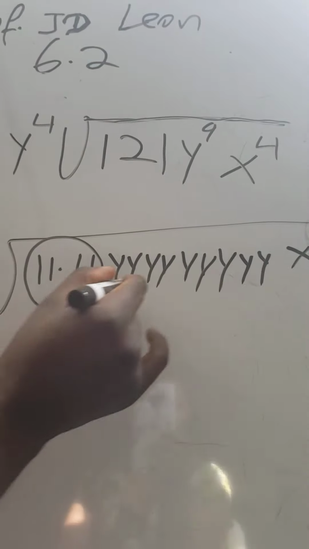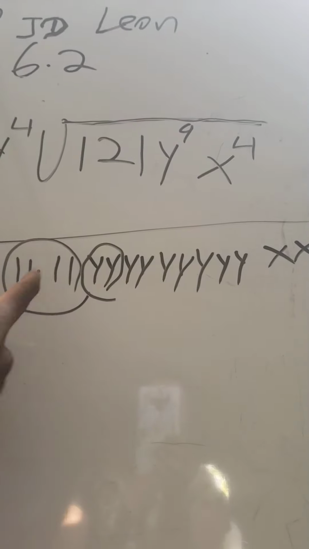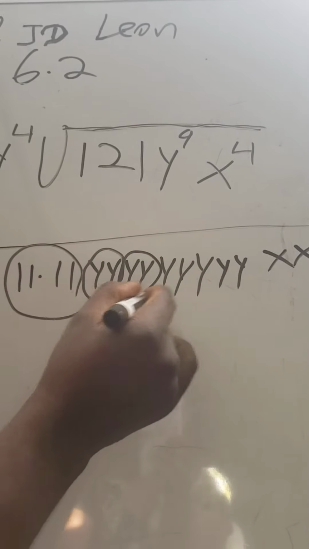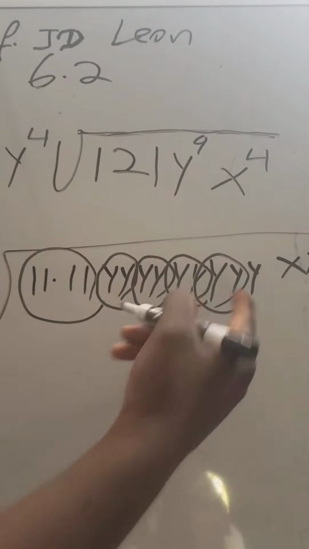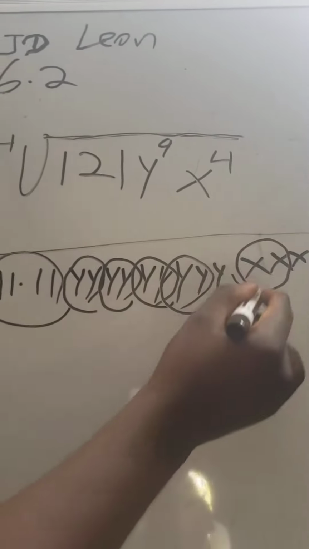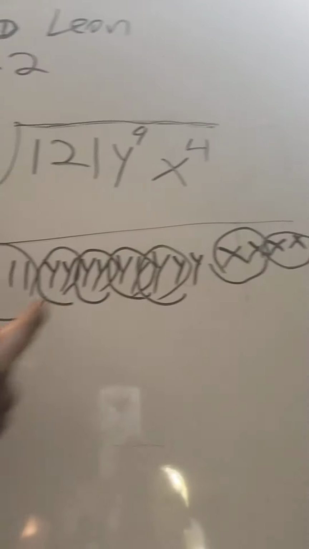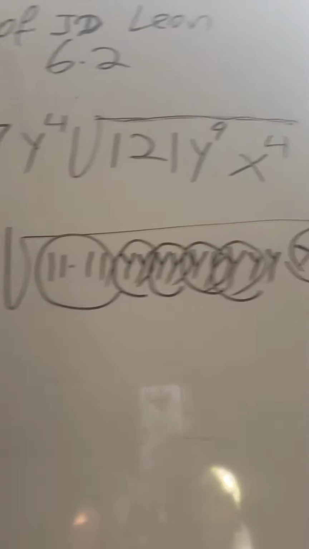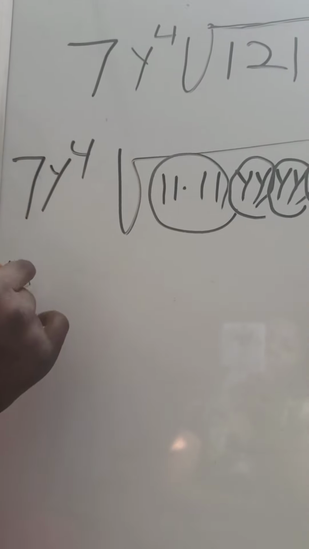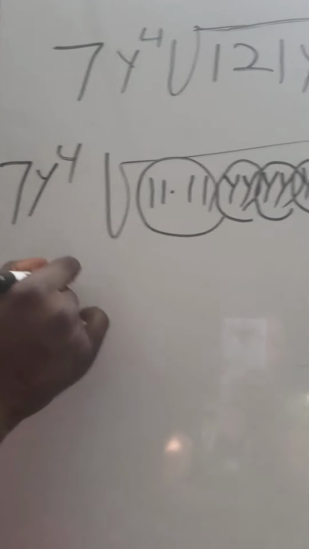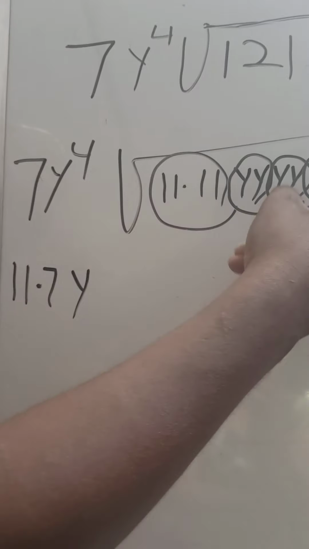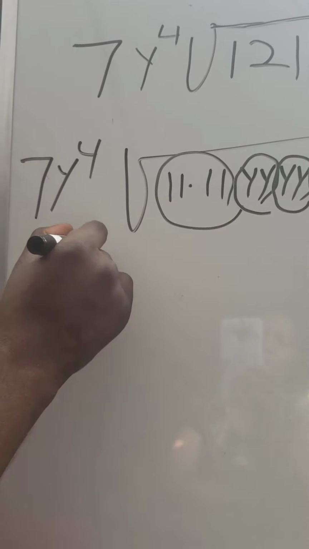So if we look, we notice that we have a pair of 11, and for the y, 1 pair of y, 2 pairs, 3 pairs, 4 pairs of y, and one y is by itself. And then 1 pair of x, 2 pairs of x. So we can rewrite this: we're going to pull out 11 because we have a pair. 11 times 7, that was already outside. For the y, we're going to write y. How many pairs do we have? 1, 2, 3, 4. So instead of y to the 4th, now it's going to be y to the 8th power.